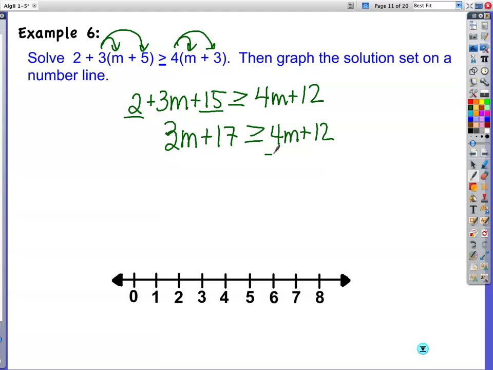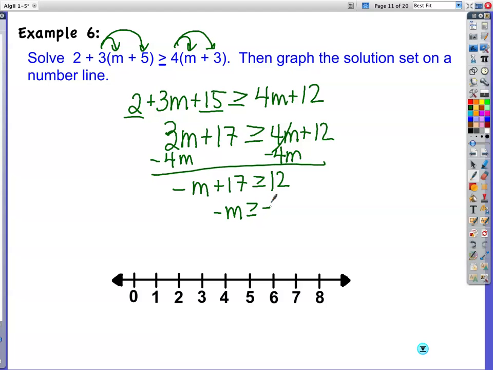I'm going to put my m's on the same side. So I subtract 4m from both sides. 3 minus 4 is negative 1m. Plus 17 is greater than or equal to 12. Subtract 17 from both sides. That's negative 5. What I say in this case is switch, switch, switch. Or you can say, hey, divide by negative 1 or multiply by negative 1. In which case, negative m becomes positive m. The inequality switches the sign, or the way it's pointing, and then we got 5. So m is less than or equal to 5, which means I have a solid circle at 5. Less than goes this way.